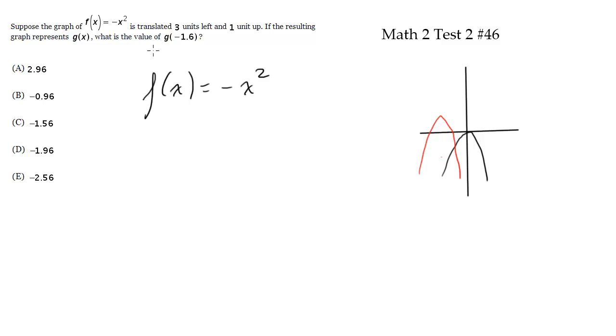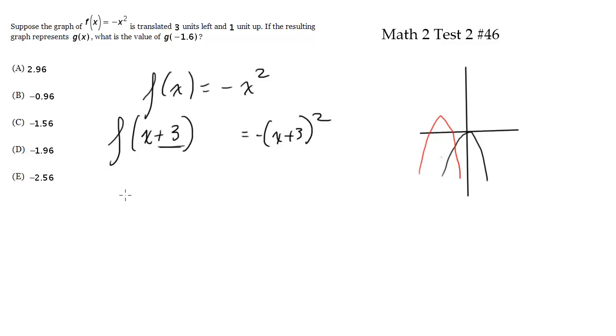So essentially what we're going to be doing is moving it 3 units to the left. That's the same thing as f of x plus 3. So we're shifting it to the left 3 units. So this is going to be equal to negative, still outside the parentheses, negative x plus 3 squared. This plus 3 shifts it 3 to the left. If it were minus 3, it would be 3 to the right.